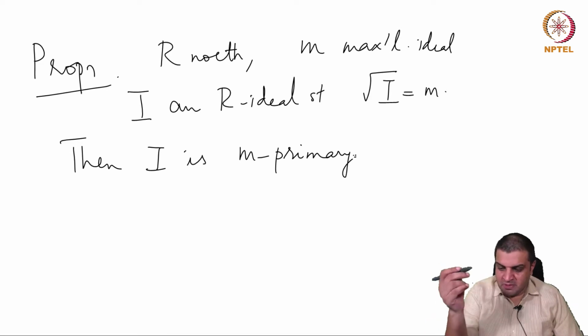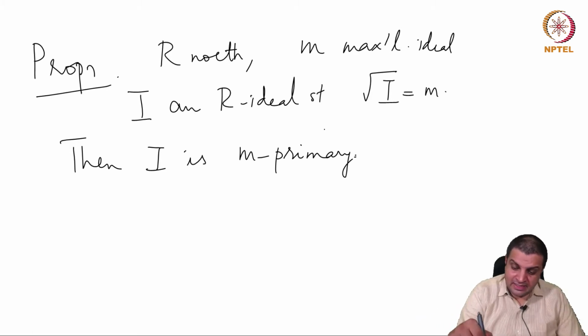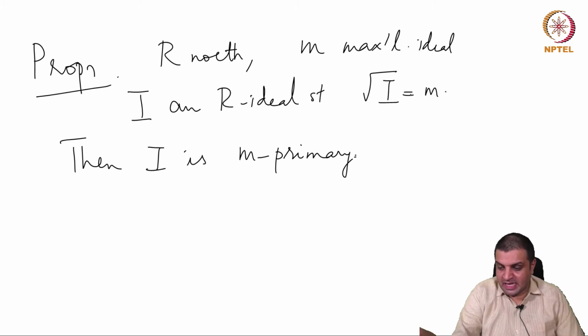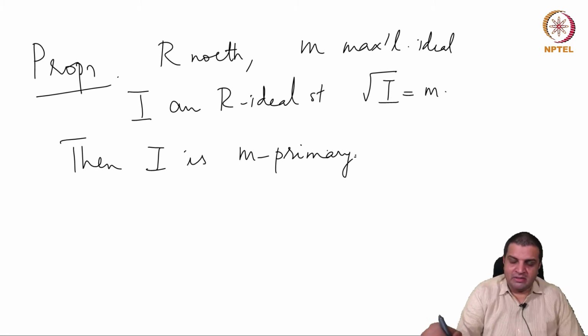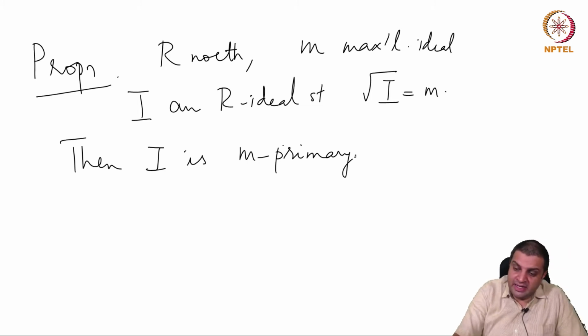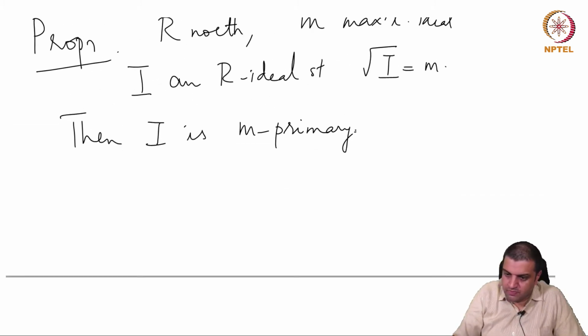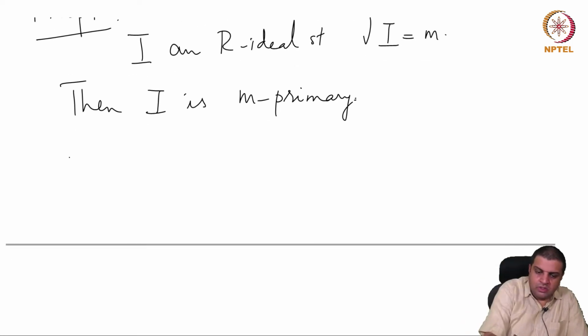Quite often, at least in the context of Noetherian rings and M a maximal ideal, people will interchange these two terminologies, just saying let I be an M-primary ideal, or writing that the radical of I is M. One should note that these are equivalent notions for ideals whose radical is a maximal ideal. So, proof.